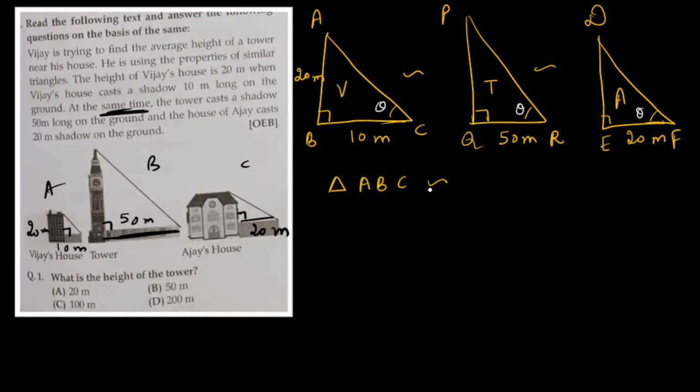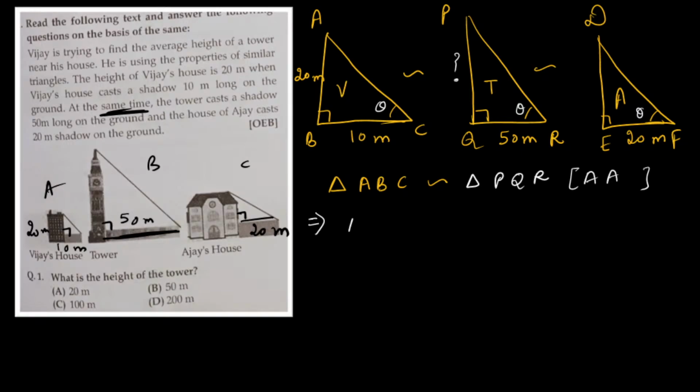So this is a practical question. Triangle ABC is similar to triangle PQR. First I am using these two because we have to find the height of the tower. That means we have to find this PQ. So triangle ABC is similar to PQR, which means the ratio of the corresponding sides are equal. See, by angle they are similar. I have already explained that.